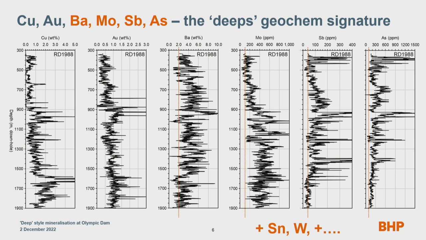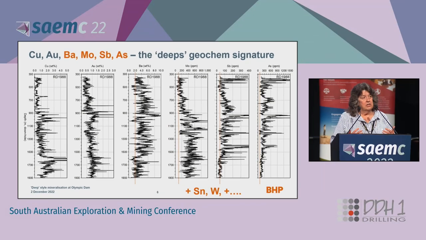Barium occurs as barite. Moly occurs rarely as molybdenum sulfide, but most of the time it occurs as molybdenum inside of the hematite. The same thing with antimony and the same thing with arsenic. So in these IOCG-rich systems, elements that we think would be classic sulfide minerals actually aren't. They're actually present as oxides instead of sulfides.